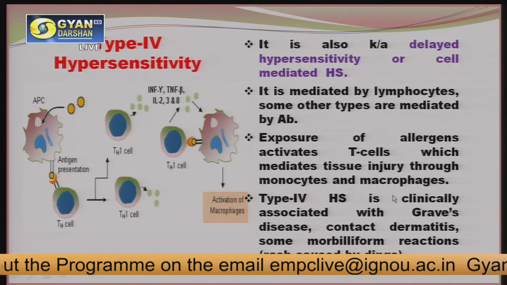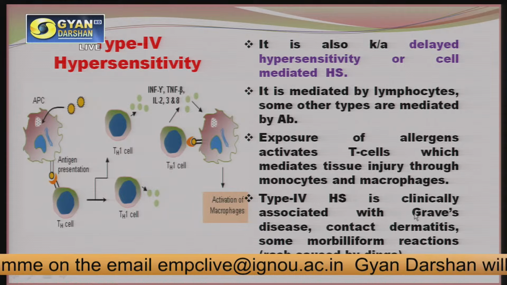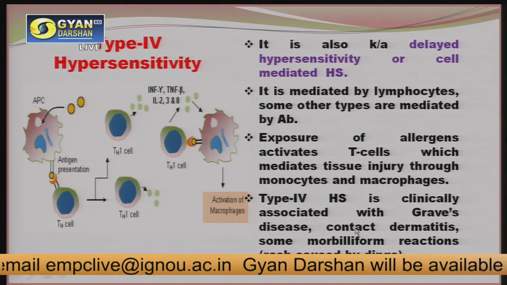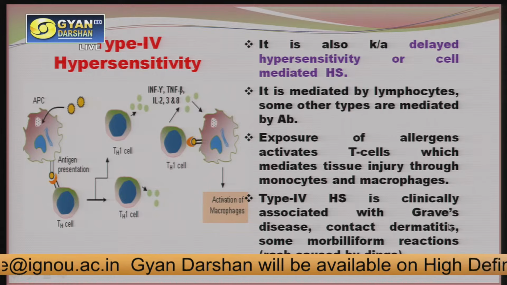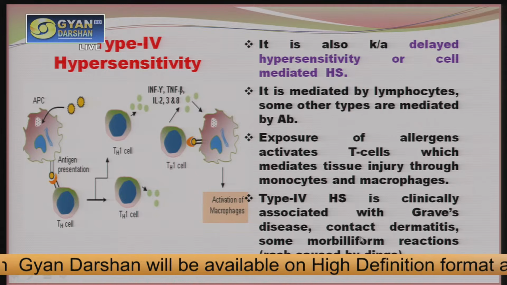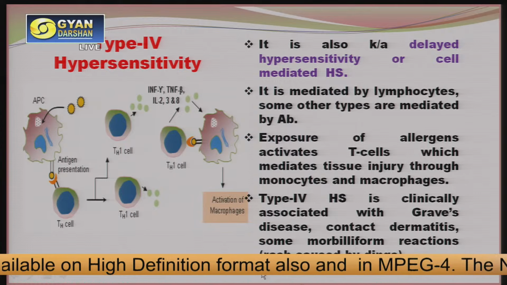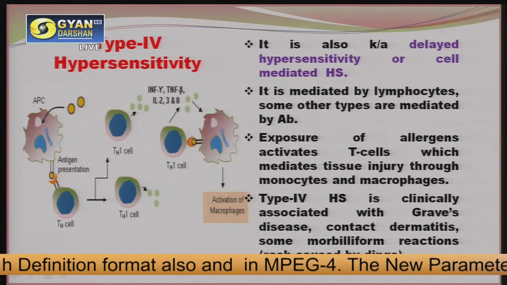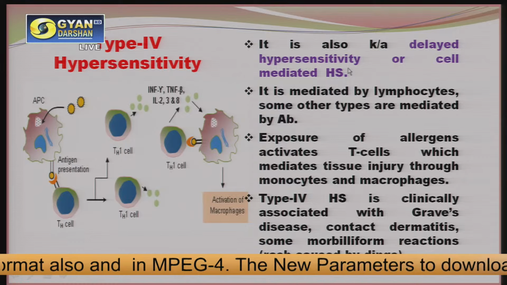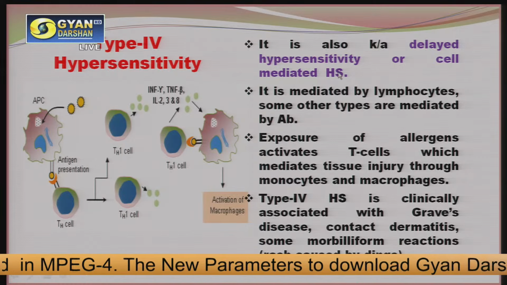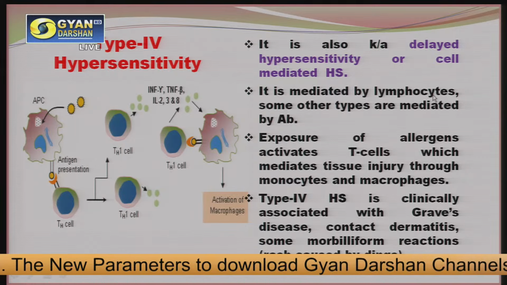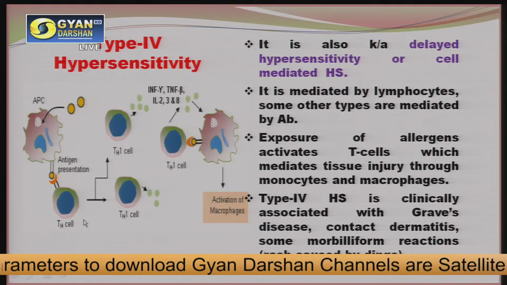Type 4 hypersensitivity is clinically associated with Graves' disease, contact dermatitis, and morbilliform reactions, such as rash caused by drugs. Here is the cell-mediated hypersensitivity, which is caused by lymphocytes, and antibodies are there.